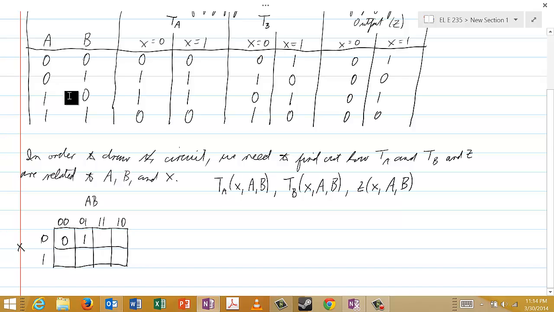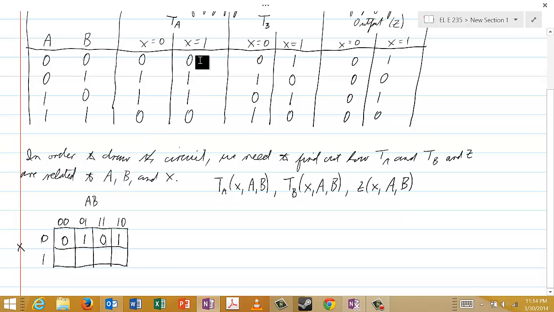When A is 1 and B is 0, TA is 1. And note that that's over here in this cell of the Karnaugh map. A is 1 and B is 0. And when A and B are both 1, TA is 0. So that goes here in this cell.